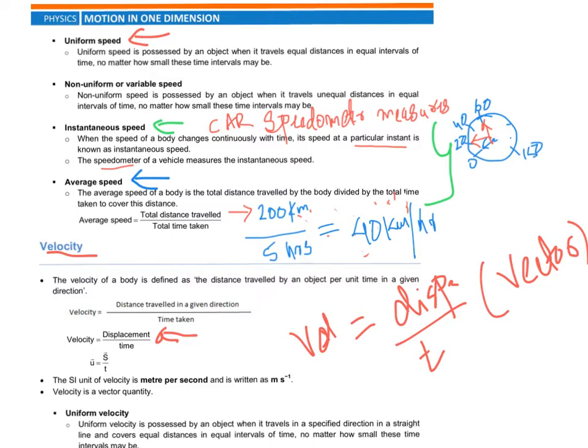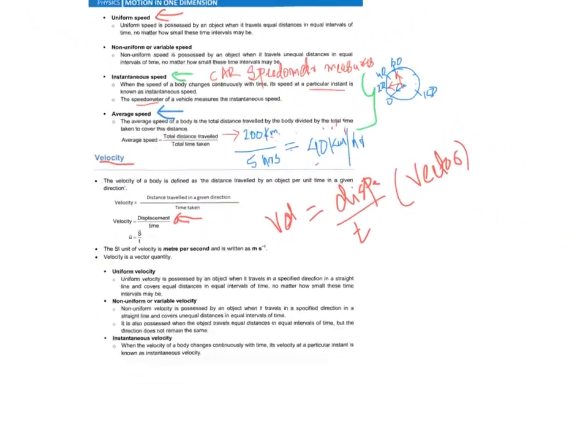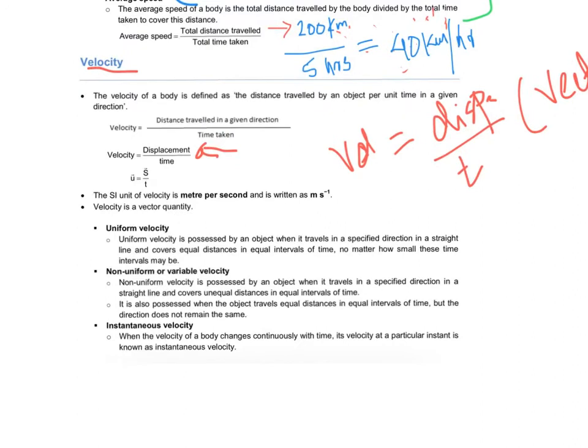So we take the average speed, and the average speed is something that helps us calculate the time taken to cover a distance. So this was your average speed. These two are very important. Same as speed, we have uniform velocity, non-uniform velocity, instantaneous velocity, and average velocity. Velocity is used when displacement is taken care of, and speed is used when we are talking about distance.